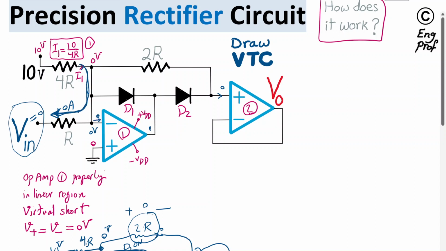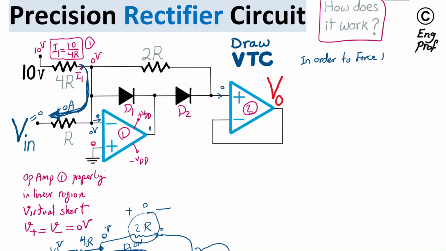Okay, so what is the requirement for that? I need effectively Vin to become negative enough, because you can see it needs to sink the current. So given that on this side we have 0 volt, then Vin has to be a negative voltage so that the current can flow toward Vin, but it has to be negative enough so that the whole 10 over 4R flows through Vin.